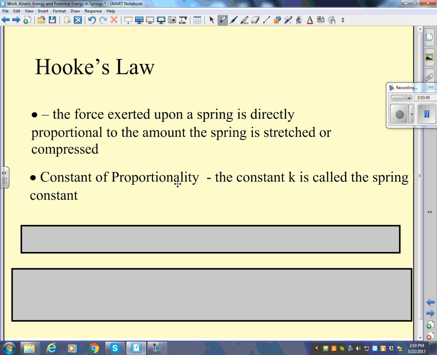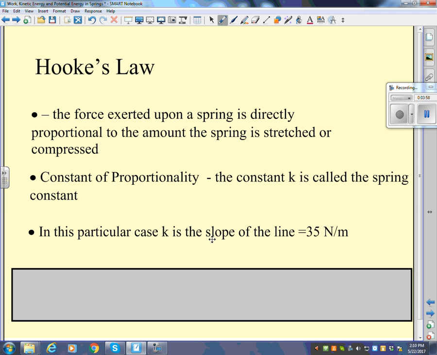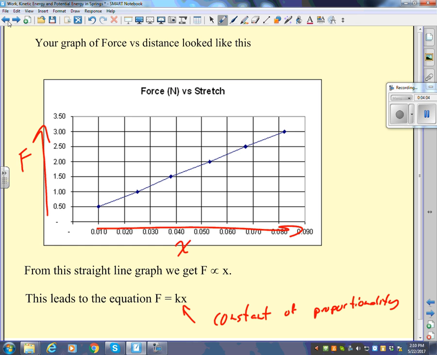Every spring has its own constant. We think about springs like on a car that are quite strong. We think about springs like maybe in a pen that are very weak. You can almost stretch it right out and make it become a wire. Very weak spring. In this particular case, k is the slope of the line, and it happens to be 35 newtons per meter. Now I'm going to go back to this graph so I can talk about it, which is what I would normally do if I was in the class.